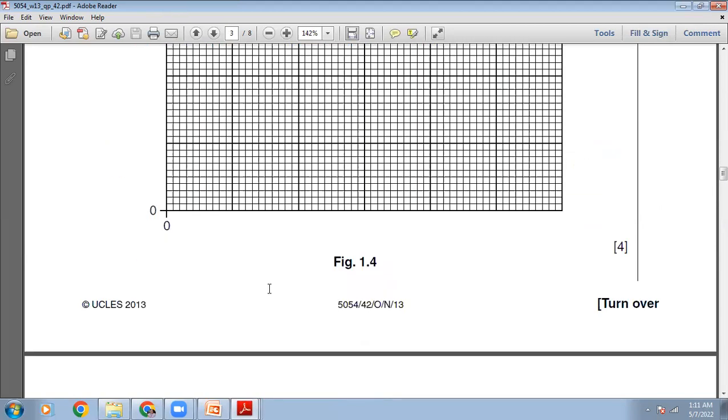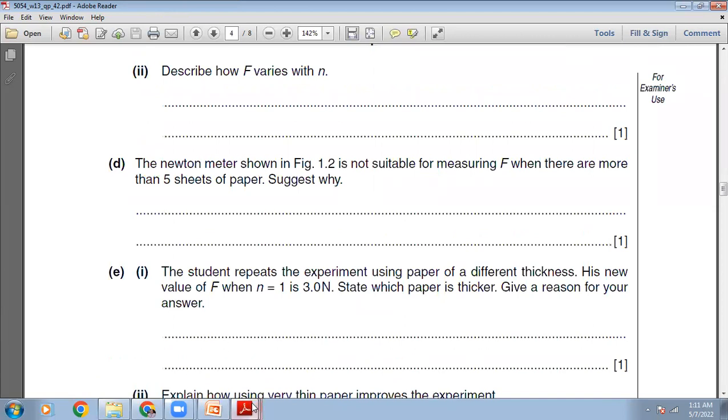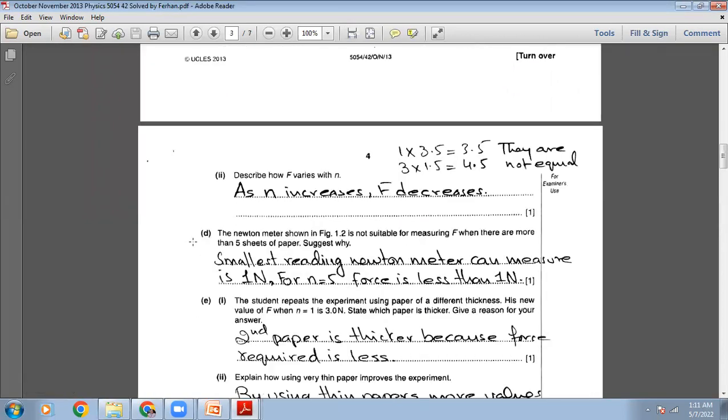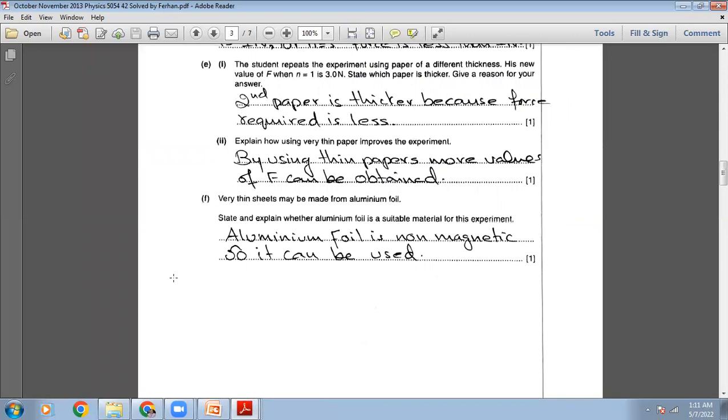So let me show you my answer. And I hope you understand why we cannot use this Newton meter.